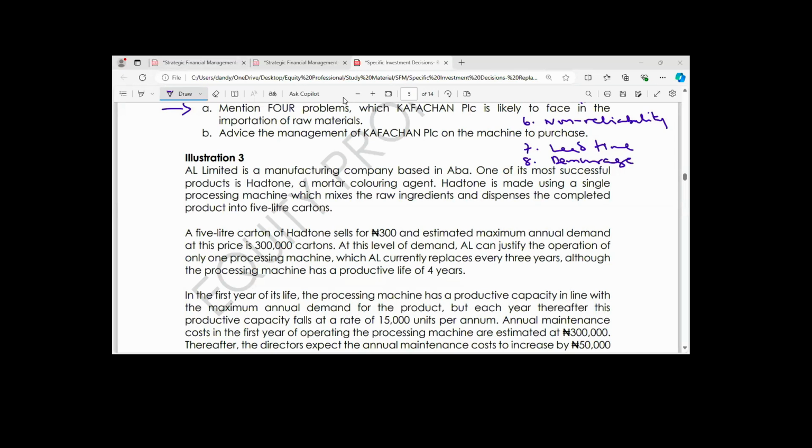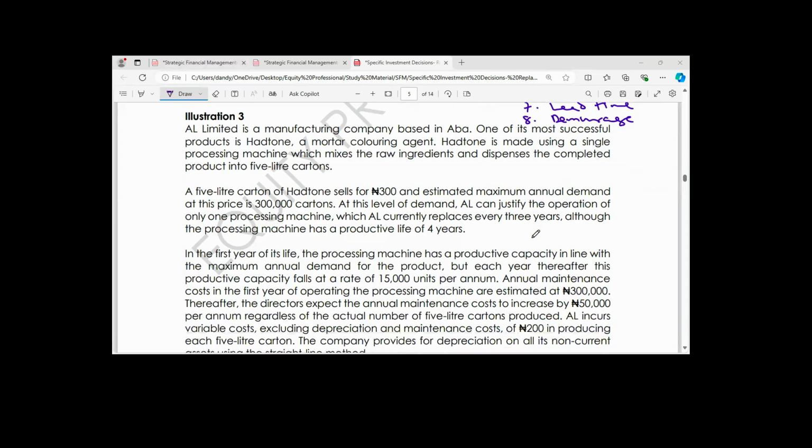AL Limited is a manufacturing company based in Aba. One of its successful products is Adtone, a mortar coloring agent. Adtone is made using a single processing machine, which mixes the raw ingredients and dispenses the completed products into 5-liter cartons. A 5-liter carton of Adtone sells for 300 naira, and the estimated maximum annual demand at this price is 300,000 cartons. At this level of demand, AL can justify the operation of only one processing machine, which AL currently replaces every 3 years, although the processing machine has a productive life of 4 years. In the first year of its life, the processing machine has a productive capacity in line with the maximum annual demand for the product. For each year thereafter, this productive capacity falls at a rate of 15,000 units per annum.